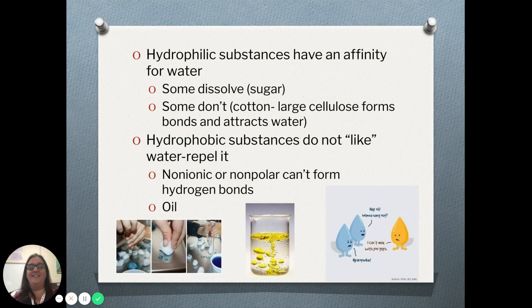And before I go, I did forget to say the difference between hydrophilic and hydrophobic. Hydrophobic things are nonpolar. They don't form hydrogen bonds, and they are repelled by water. And hydrophilic are things that can form those hydrogen bonds, and then they are going to be more attracted to water, and they're polar.